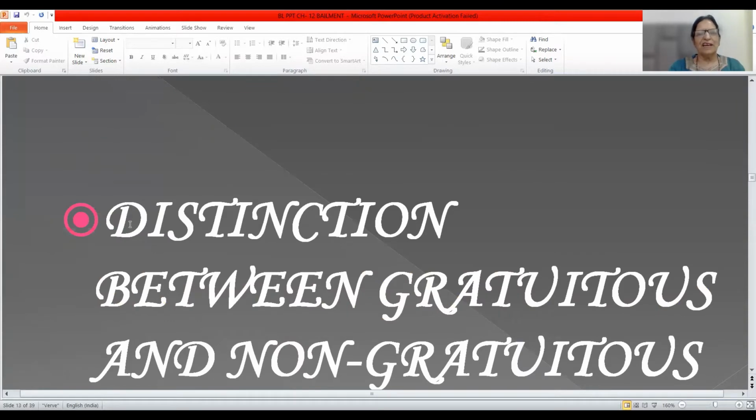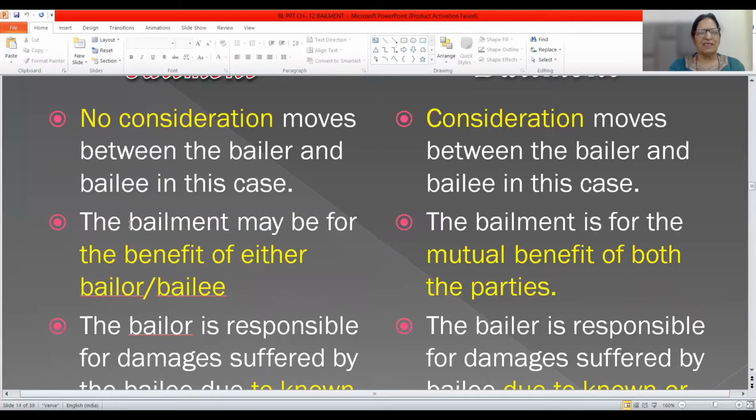And now, friends, hurriedly, I will take up the distinction between gratuitous and non-gratuitous bailment. So let us start now. The first one is, friends, consideration. In gratuitous bailment there is no consideration between the bailor and the bailee. Gratuitous bailment may be for the benefit of one of the parties, bailor or bailee. But when we talk about non-gratuitous bailment, it is for the benefit of both the parties, bailor and bailee.